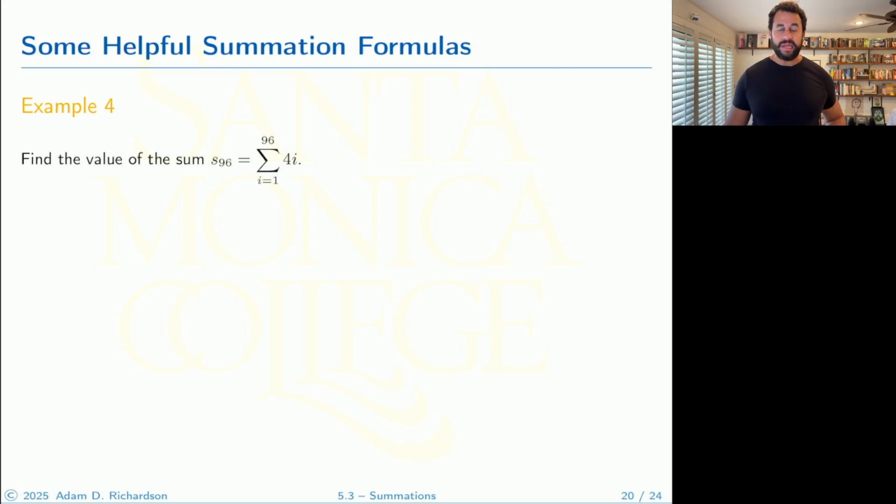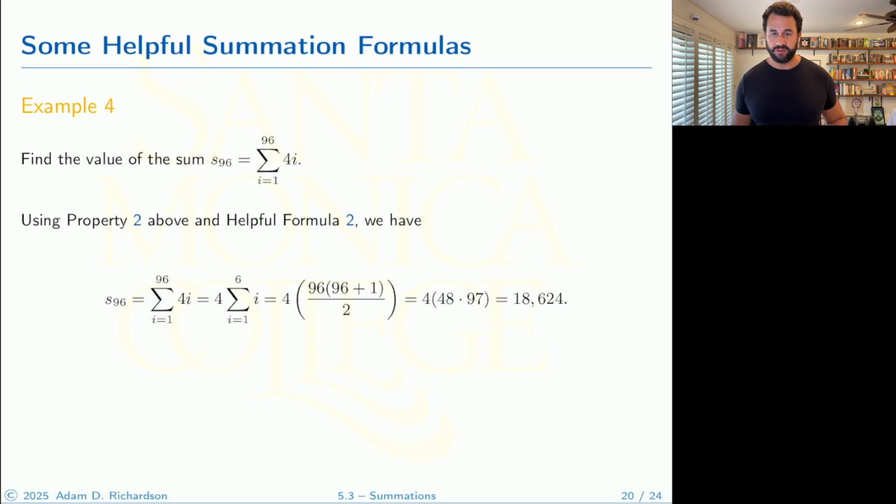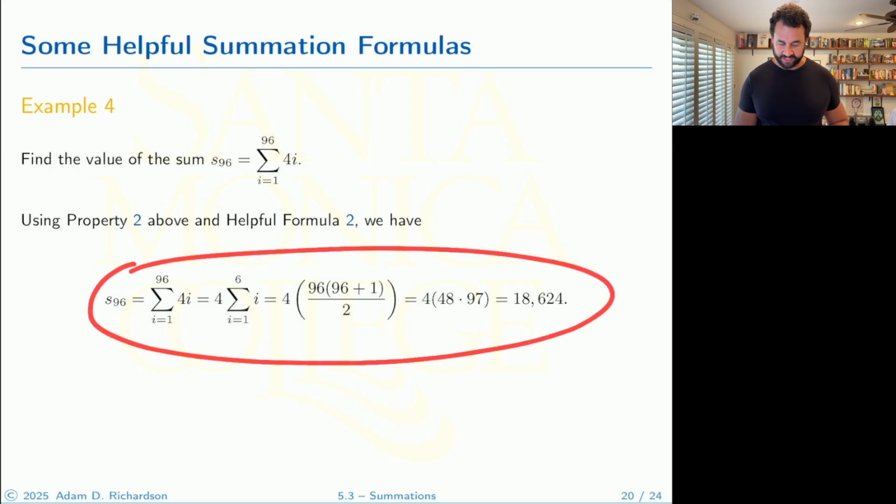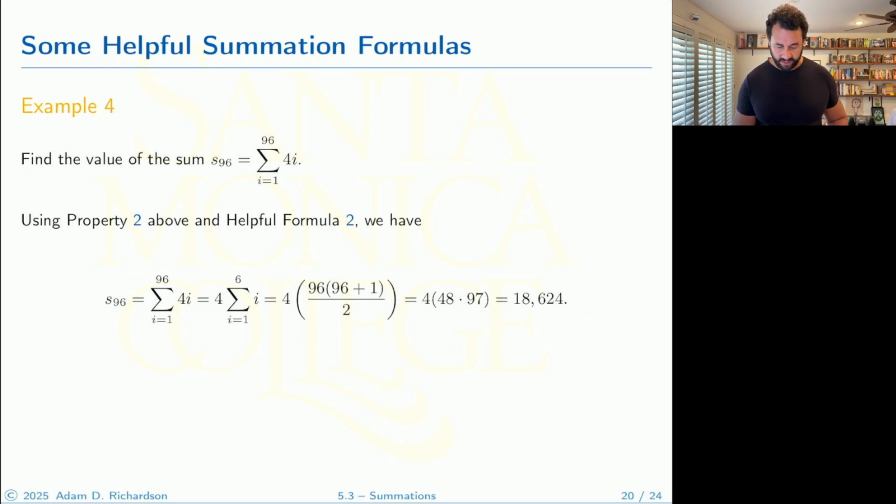Okay. Now let's do it together. You know what? I'm going to pull up the next slide just to save a little bit of time here. So we can use property two above and the helpful formula number two to expand this in this way. So let me walk you through the steps. This is just what we were given, but remember by that one property, we can factor out the constant factor of four and put it in front of the sum.